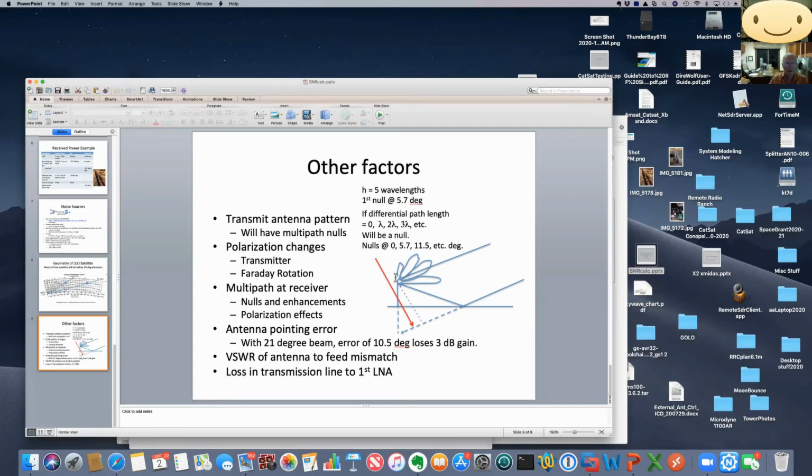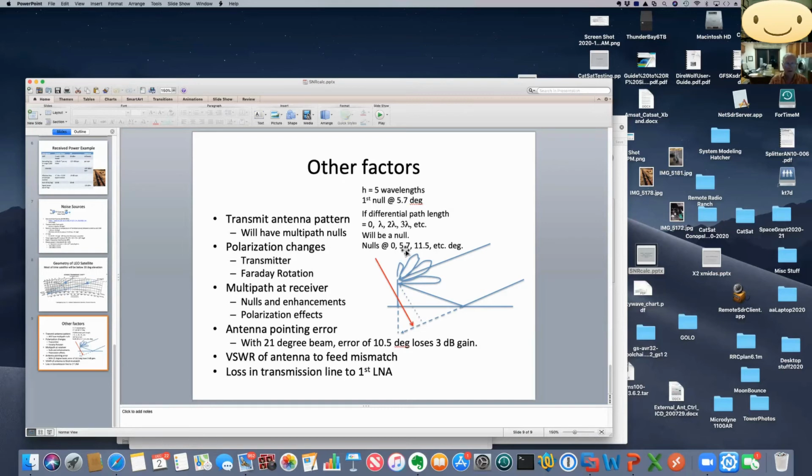Well, what's going to happen is, that's fine, you aren't going to have any, and there's no trees around, and this is smooth, no mountains, everything's cool. Well, what's going to happen is you're going to have a null, in this case, where there's exactly 1 wavelength difference in this path length here between.